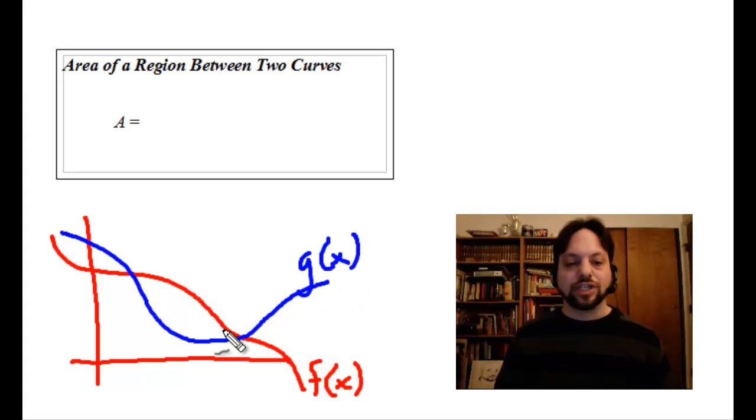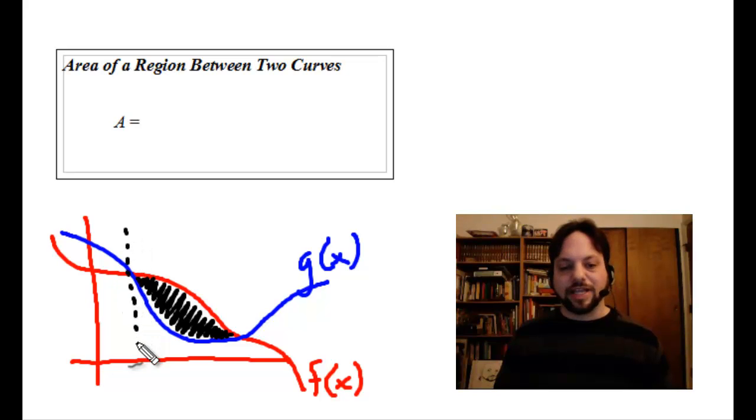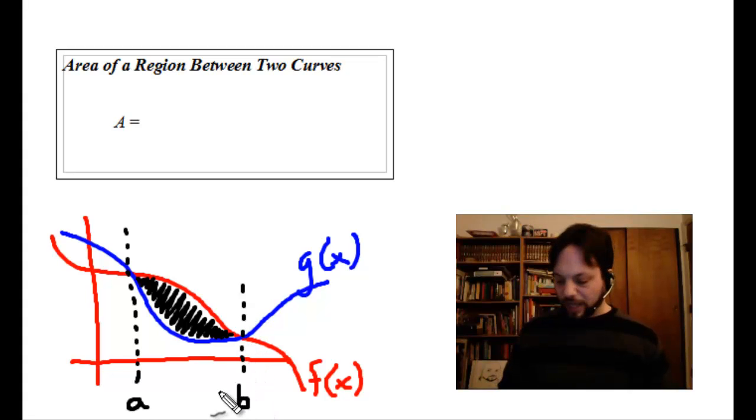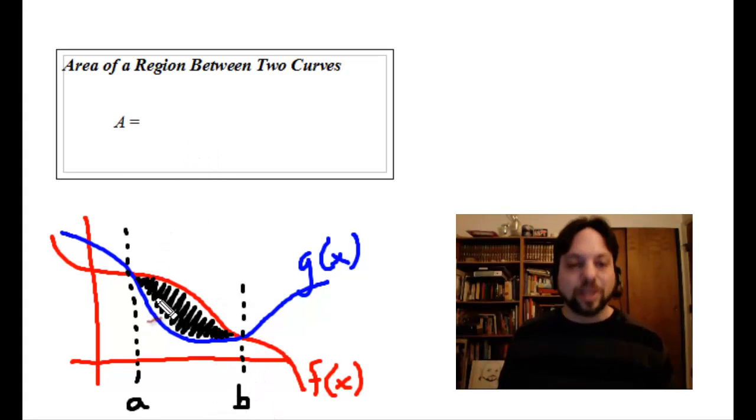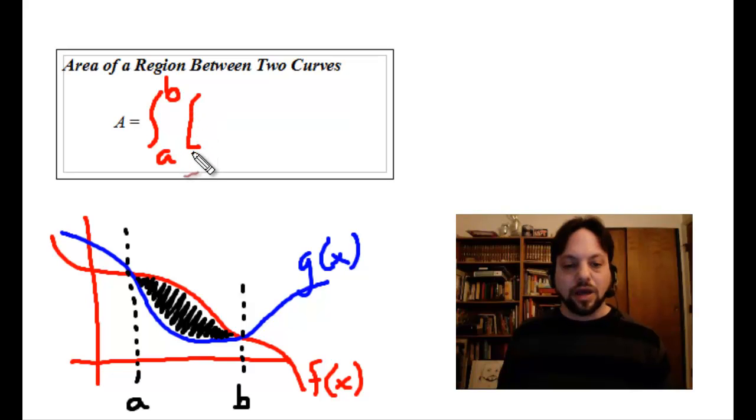If I want to find the region between these two curves, in this situation, this region here, all I really need to do is find the x values of their intersection, and I'm going to call those a and b. Then, to find the area, all I need to do is evaluate an integral from a to b of f of x minus g of x. That's really all there is to it.